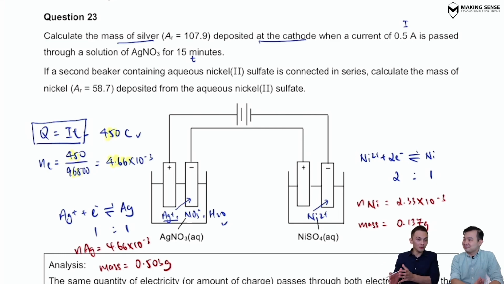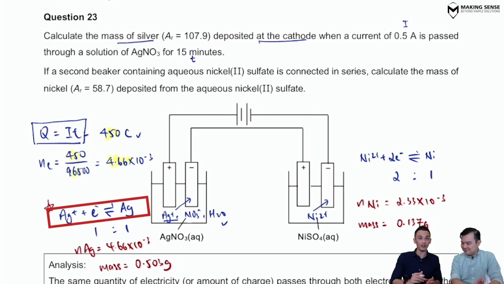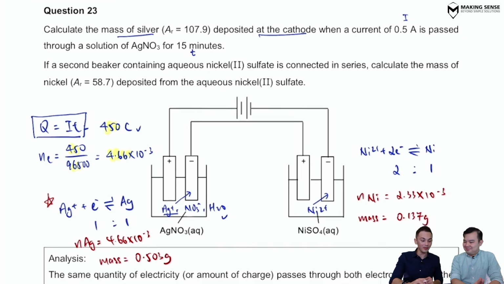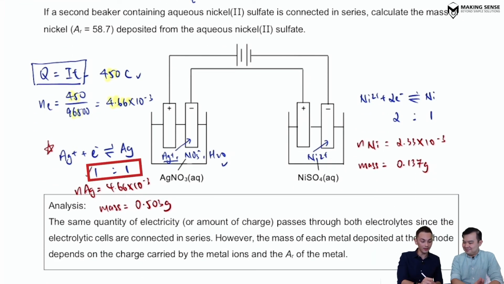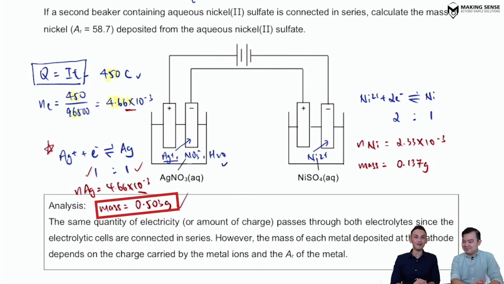The next thing to do, as we discussed earlier, is that the amount of product you get always depends on the amount of electrons being passed through. So it's so important that everyone writes a balanced equation. The significance of the balanced equation is for us to see the mole ratio between electrons and silver. You can see it's a 1:1 ratio, which means the amount of electrons must be the same as the amount of silver produced. Once you have the number of moles of silver, simply multiply by the atomic mass, and there you go. This is the answer, 0.503.